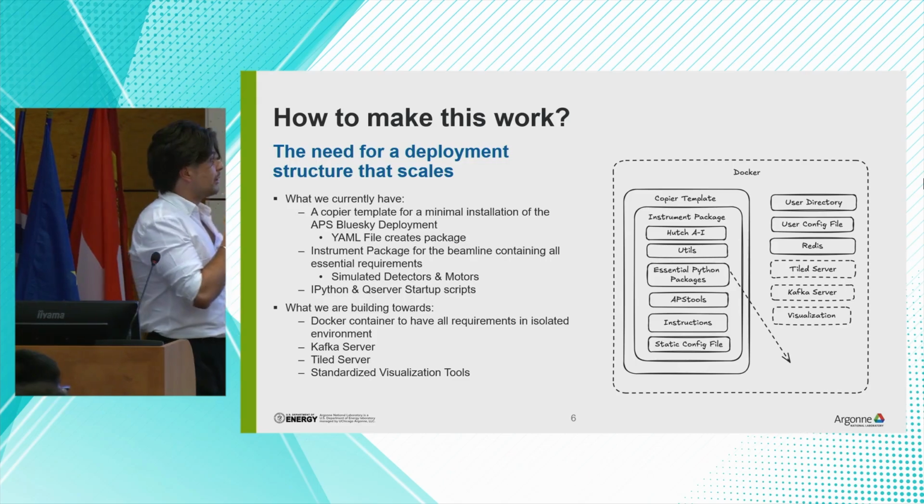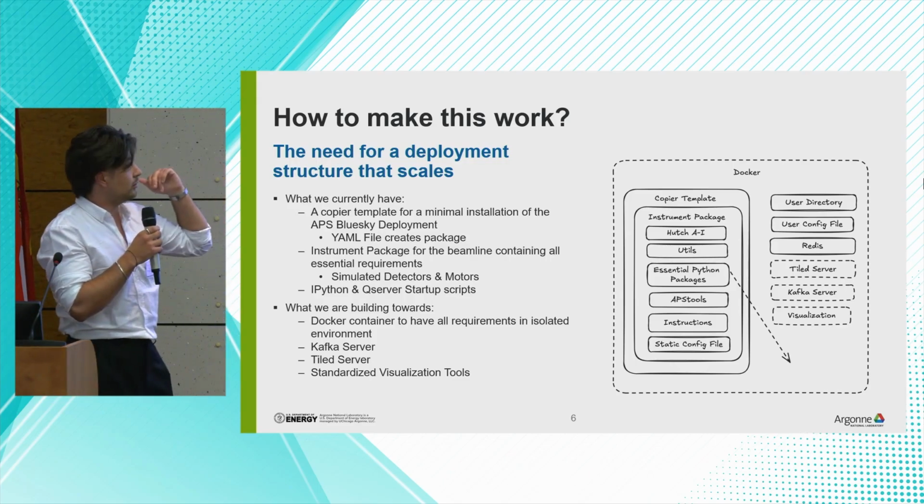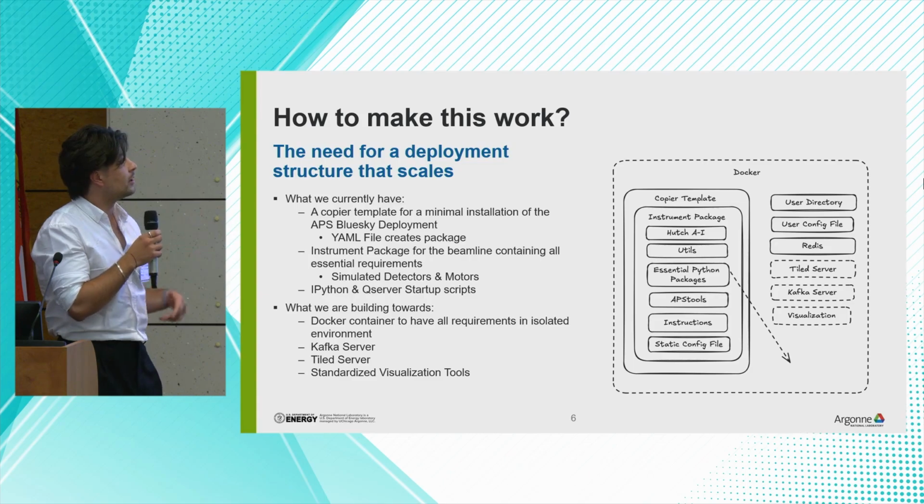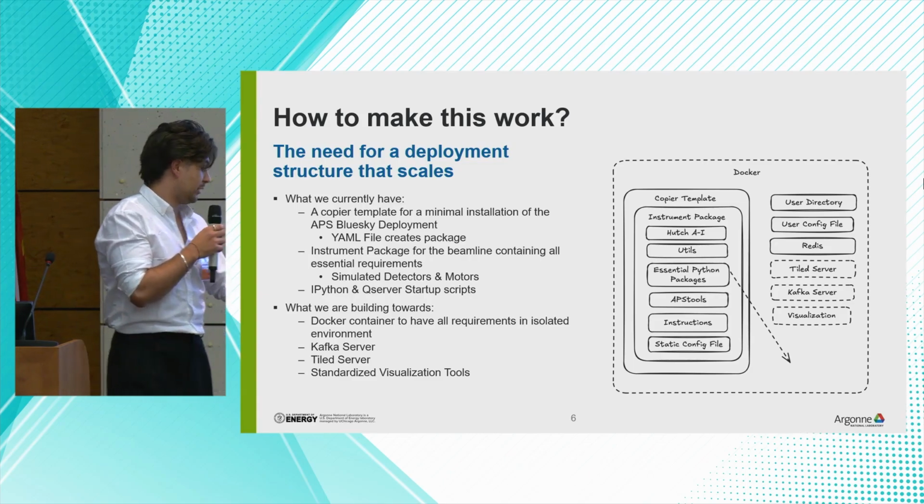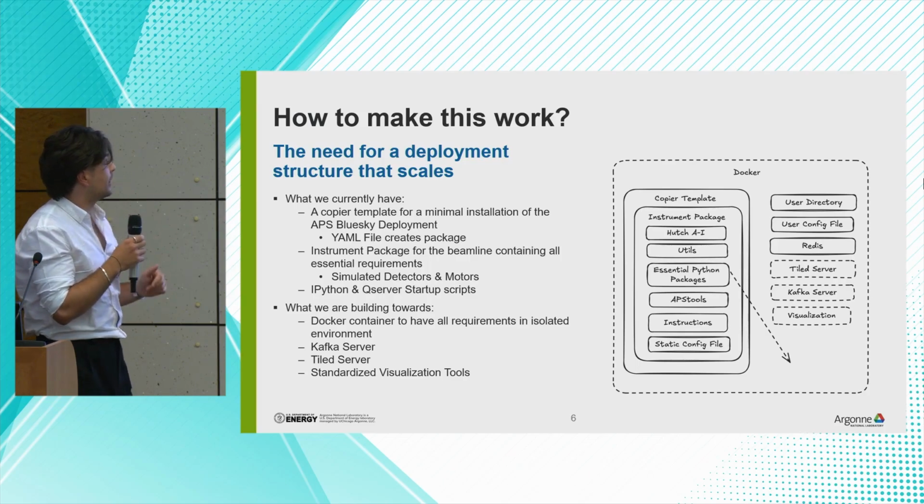So how are we making this work? The dashed lines are stuff that we're still working on and haven't deployed at all. The solid lines are stuff that we have deployed so far and are going ahead with. So first of all, we have a copier template.